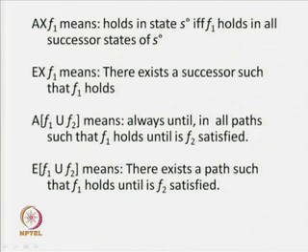Similarly, E F1 until F2. So, we are concerned about a particular path, or there exists a path, not any path we are looking into, just one particular path. If we get such a path where F1 holds until F2 holds, then we say that in that particular state E F1 until F2 holds.